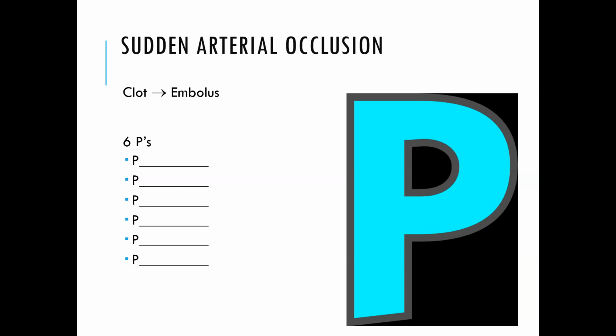Assessment findings are the 6 Ps. 6 Ps, we have pain, pallor, pulselessness, paresthesia, which is numbness, right? Poikilothermia, coldness, and paralysis, decreased movement on that extremity.